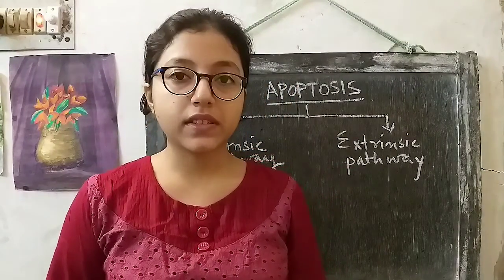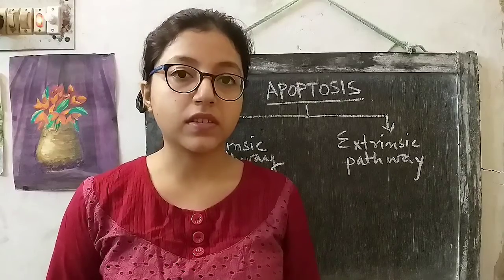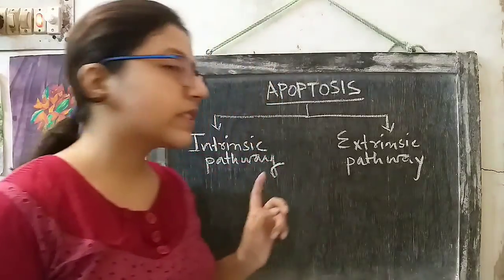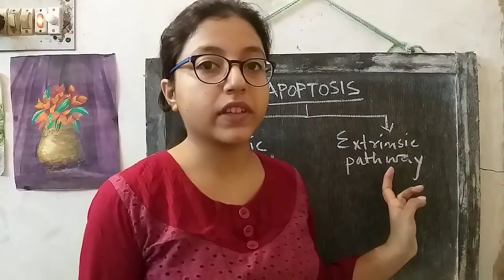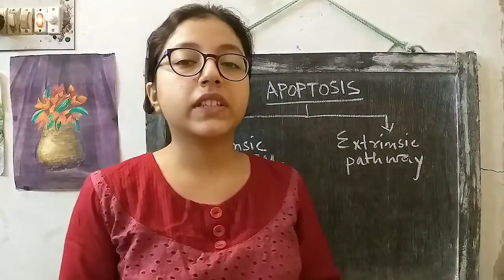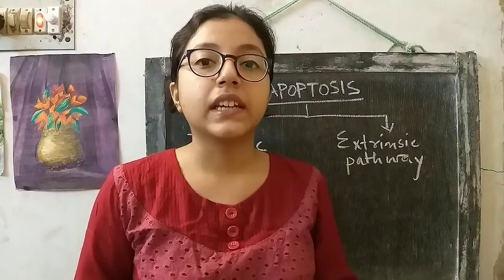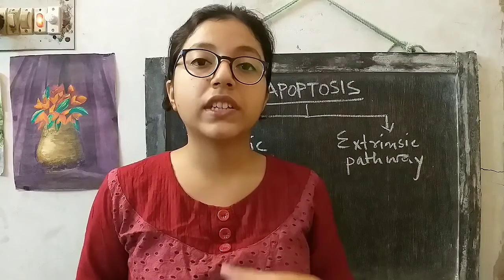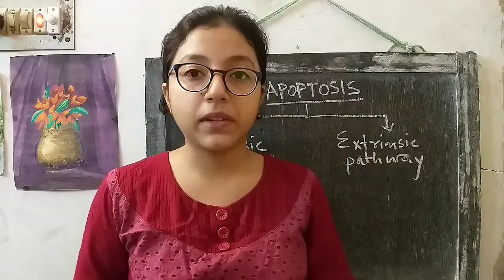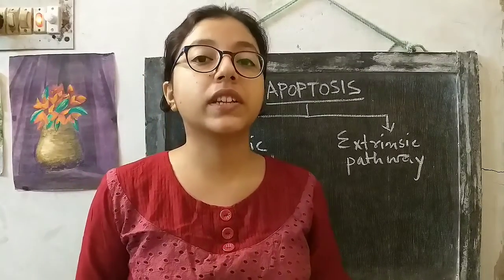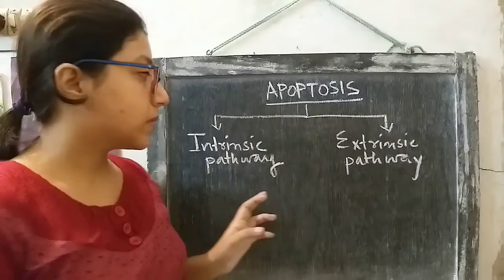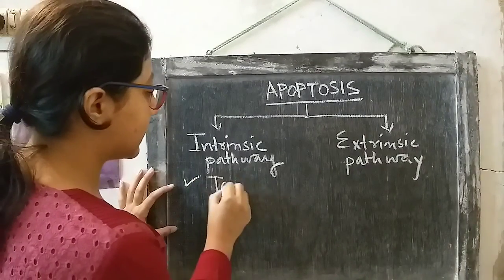Today I am going to discuss the two pathways of apoptosis. Apoptosis is basically divided into two pathways, the intrinsic pathway and the extrinsic pathway. So what is the difference between these two pathways? In the intrinsic pathway, the apoptosis of the target cell that is to be killed is initiated within the cell. The target cell itself gives rise to the apoptotic pathway. That pathway that is initiated by the target cell itself is called the intrinsic pathway.